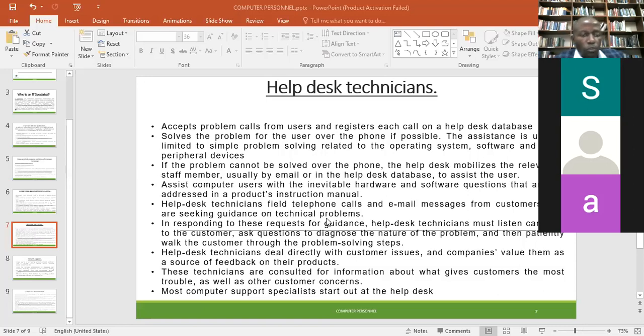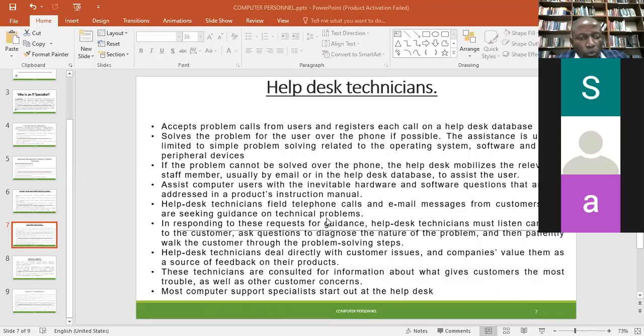Your work also should be to assist computer users with the inevitable hardware and software questions that are not addressed in product instructions. Some of the components that you buy, maybe computers or other IT equipment, normally come with a manual. So your work can also be simply to help users solve their problem by advising them to go to a particular manual. Chances are you're the one who has it. So you can advise them, do this and this. Read this so that you're able to sort it out.